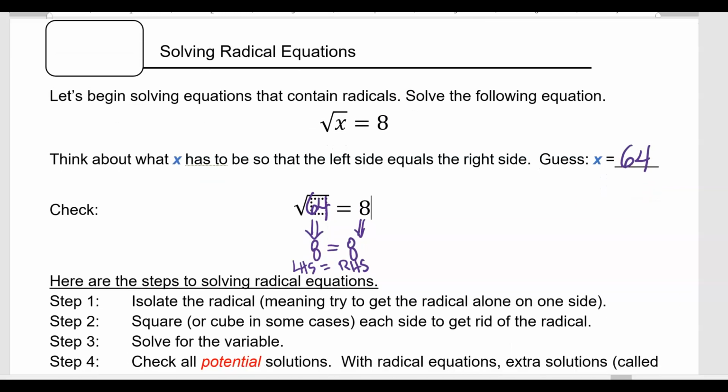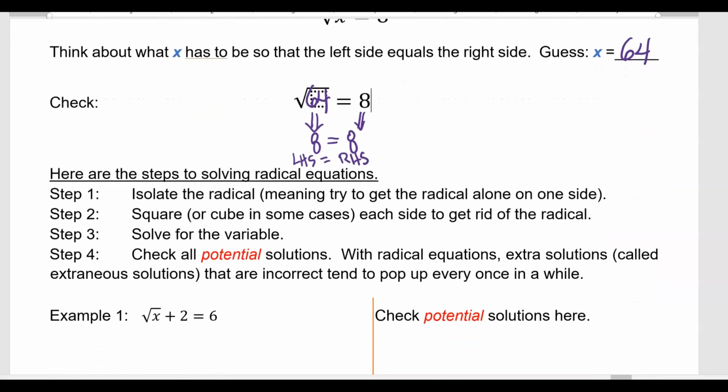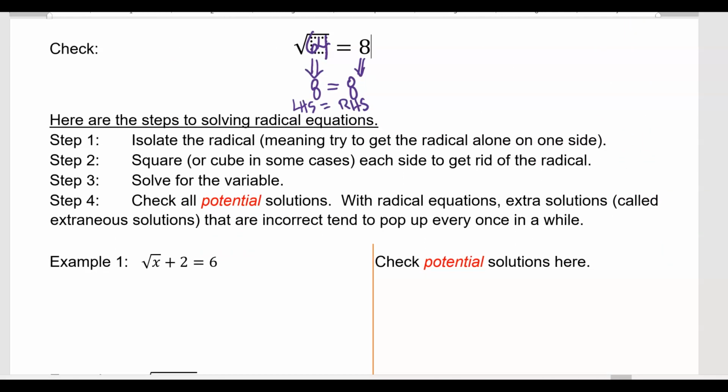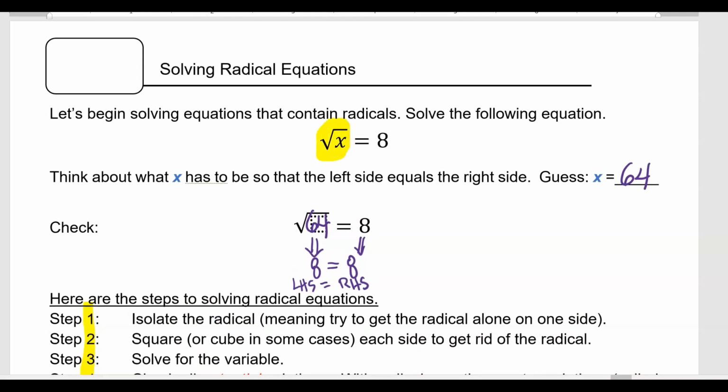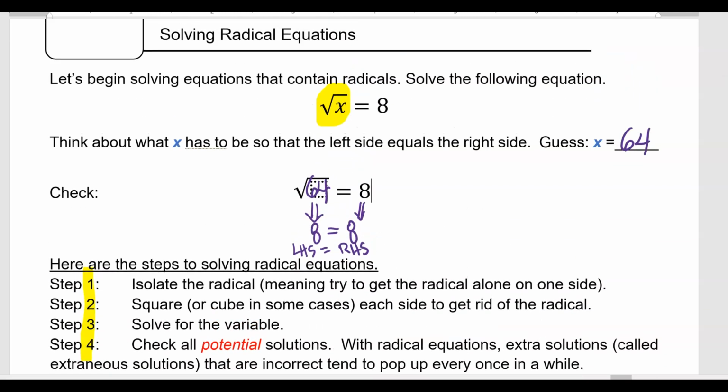Let's move on. For more complicated radical equations, we're going to follow these 4 steps here. Step 1, isolate the radical, meaning try to get the radical alone on one side. And notice up here, the radical was by itself. The only thing on the left side is that radical, nothing else. Step 2, square. In this case, since we had a square root, we would square both sides.